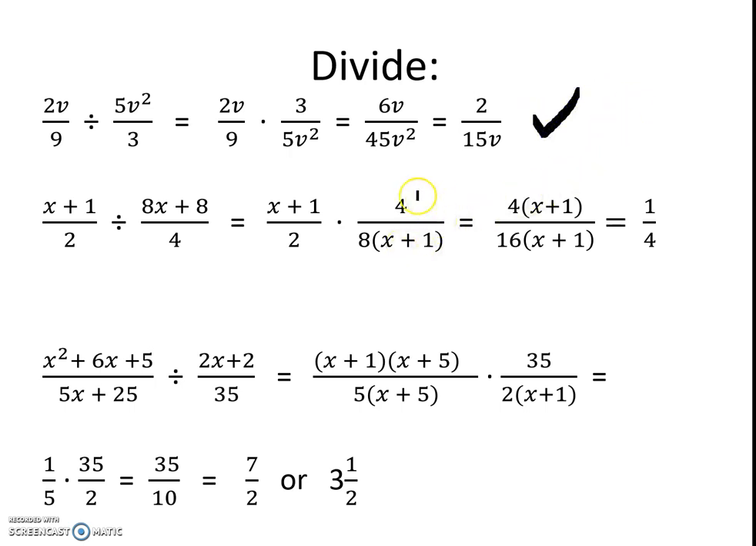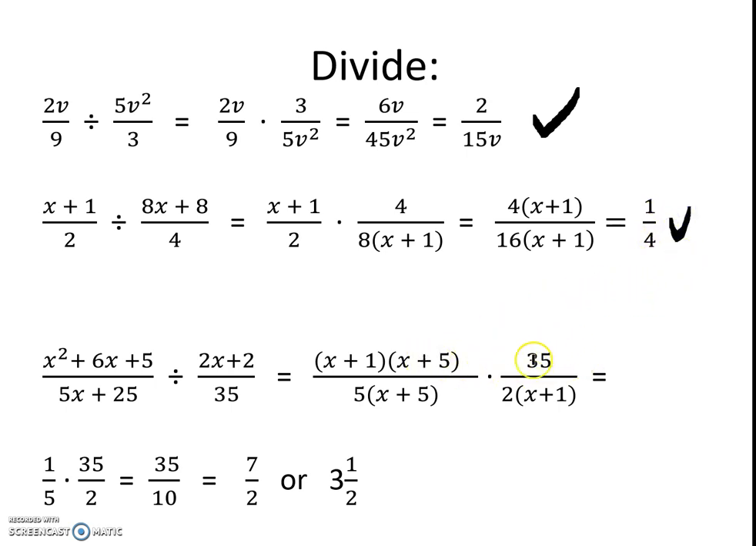The next one, we go ahead and flip that second term and multiply across. And we have 4 times the quantity x plus 1 over 16 times the quantity x plus 1. The x plus 1's cancel, and we're left with 4 divided by 16, which reduces to 1/4.